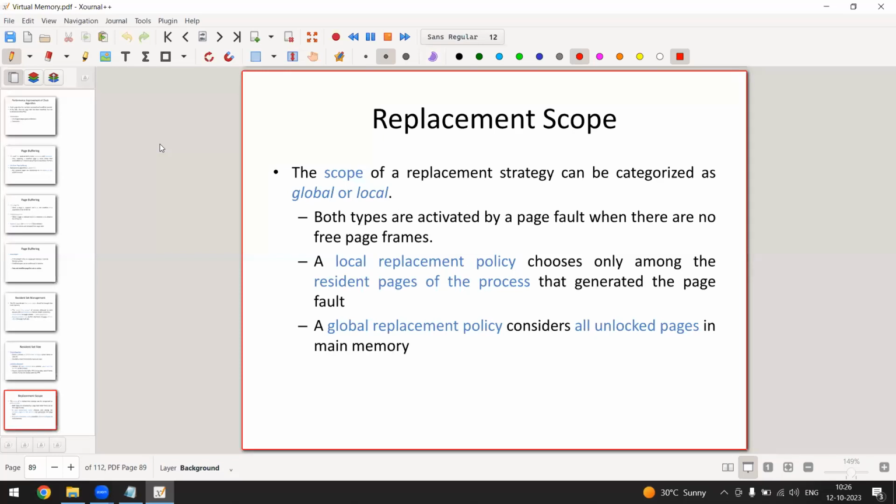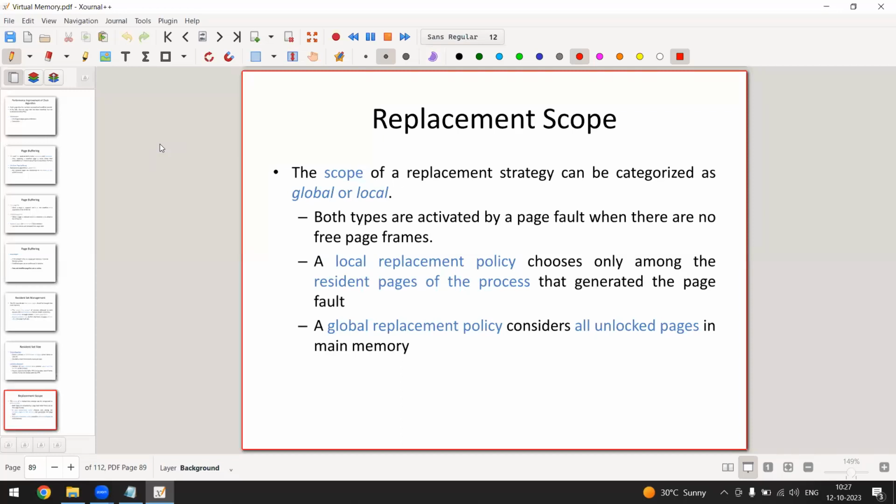Suppose there are pages of 5 processes in the memory, let's say A, B, C, D, E. Now suppose process C is generating a page fault. Then one of the pages of only process C has to swap out. One of the pages of process C has to be suspended. So that's your local replacement policy.